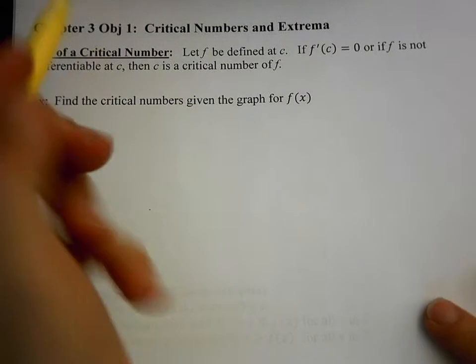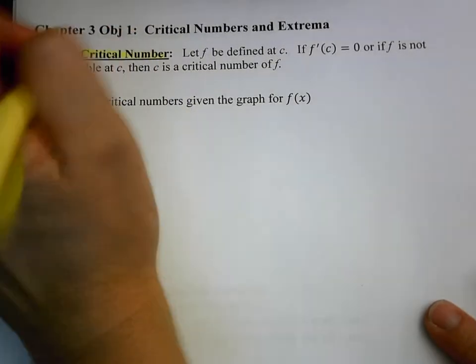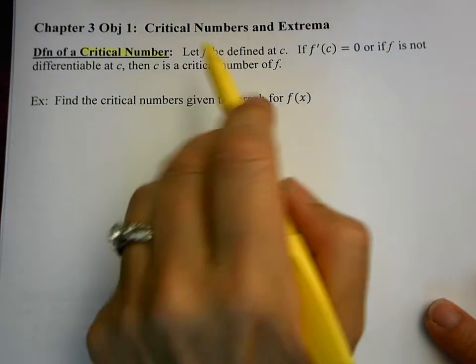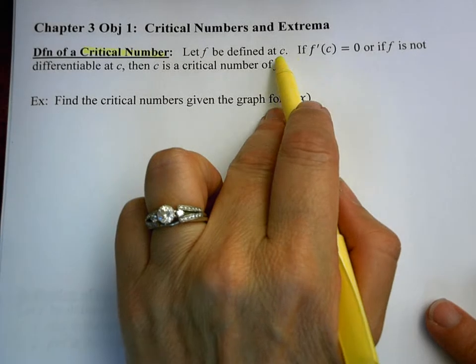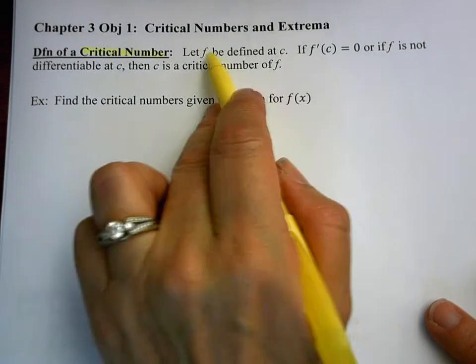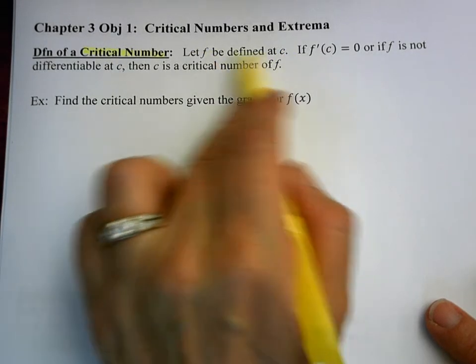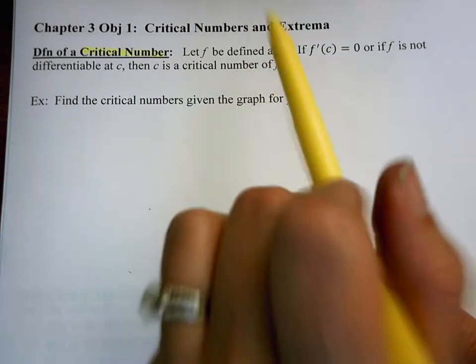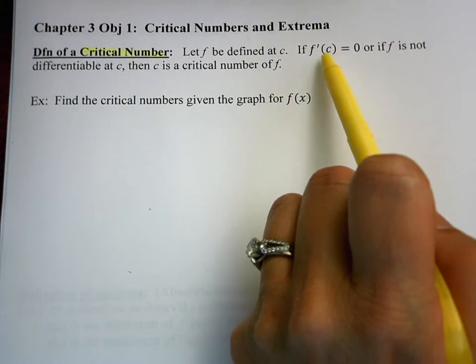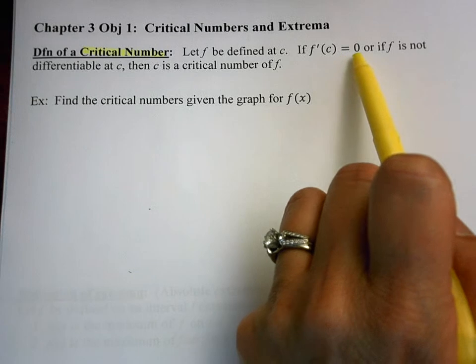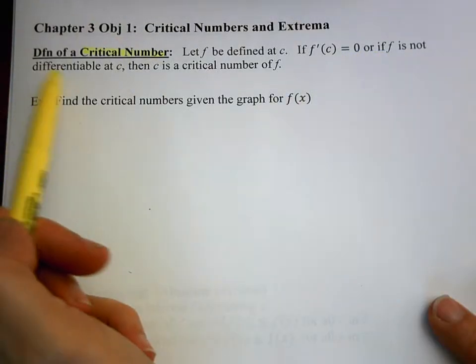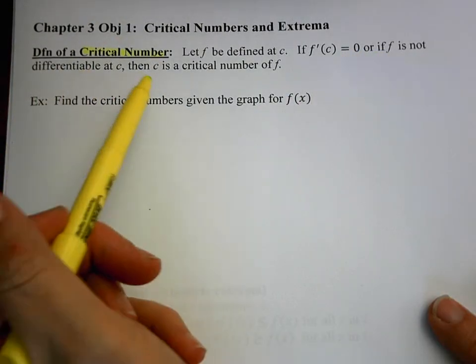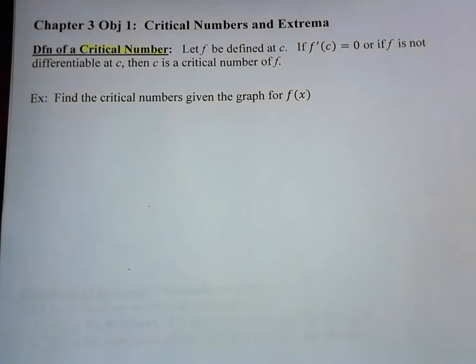Okay, so what is a critical number? We have to have our function be defined at c. So c has to be in the domain of my function, and this will come up, so make sure we are paying attention to that. If our derivative at c is equal to 0, or if f is not differentiable at c, then c is a critical number of f.